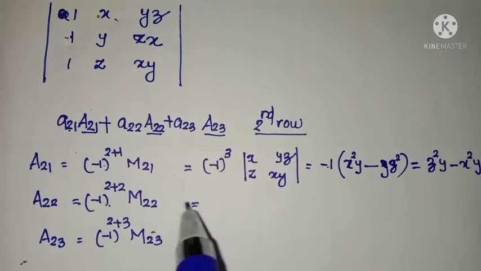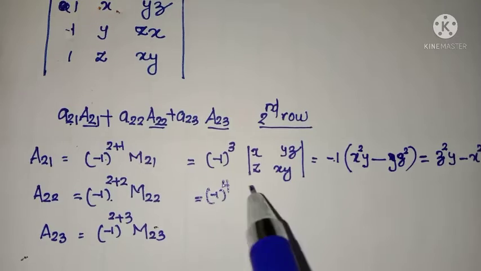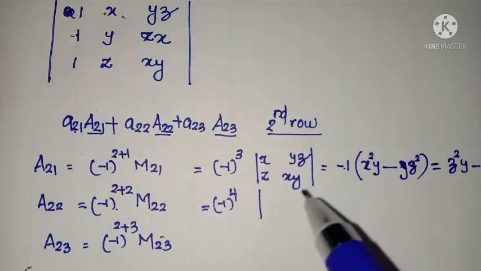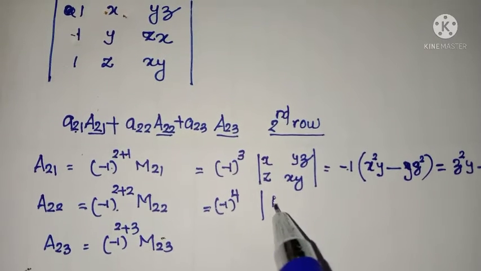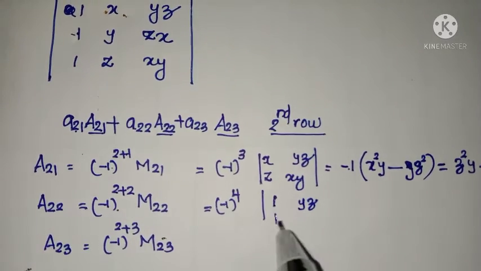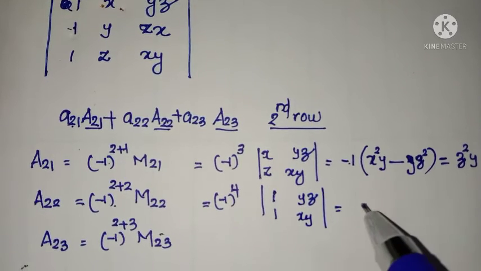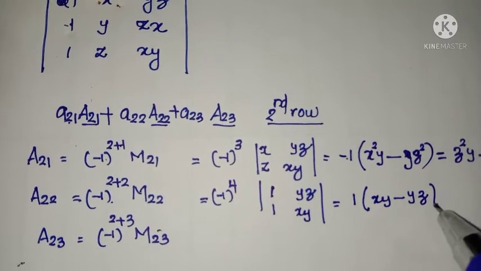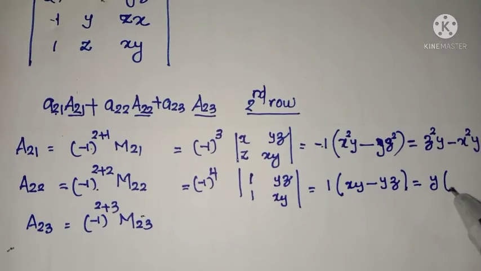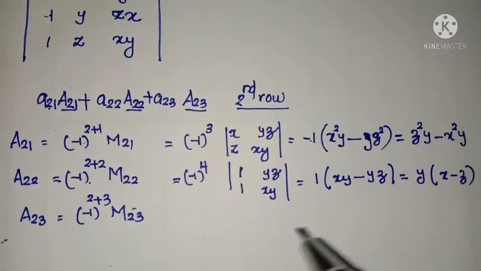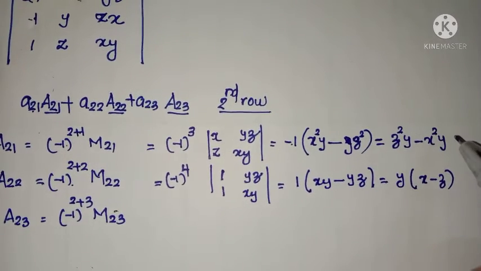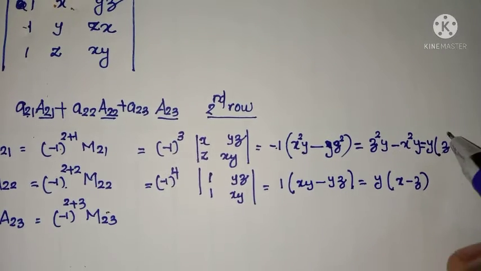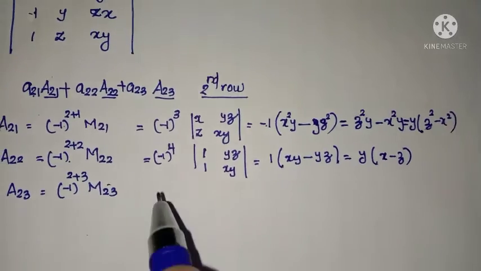Similarly, minus 1 raised to 2 plus 2 into M22 is obtained as minus 1 raised to 4 into determinant 1 yz, 1 xy, and this is equal to 1 into xy minus yz. Here y is common, so y into x minus z. Okay, here y is common, we can take y outside into z square minus x square.